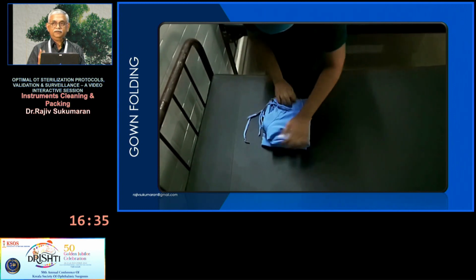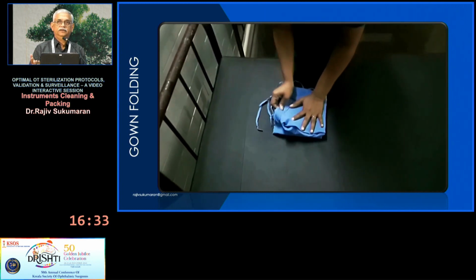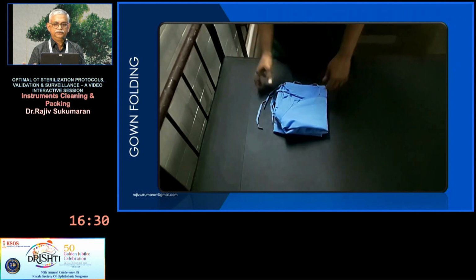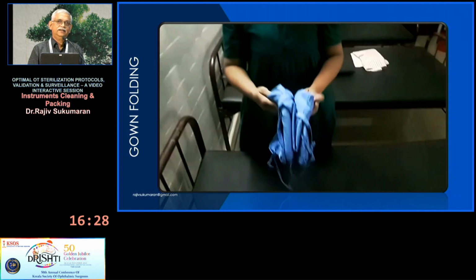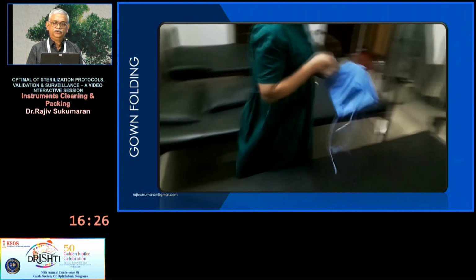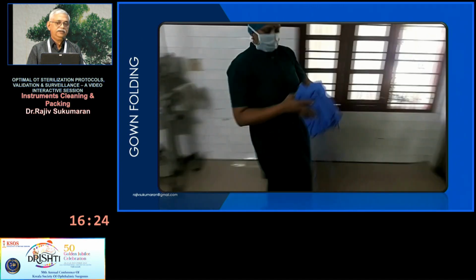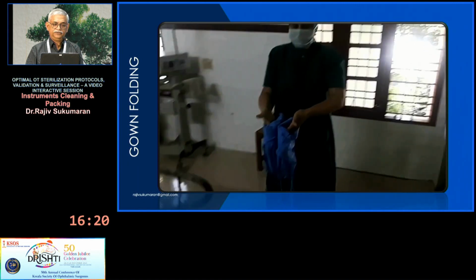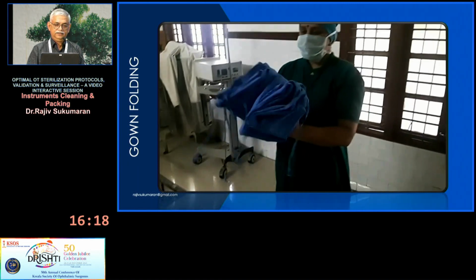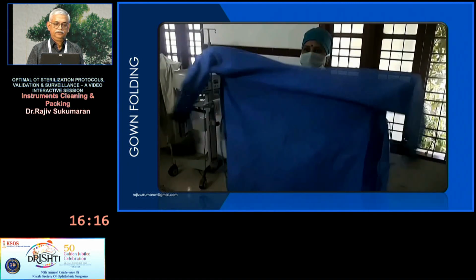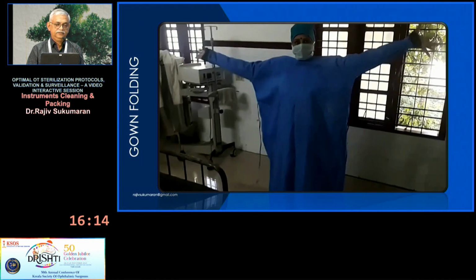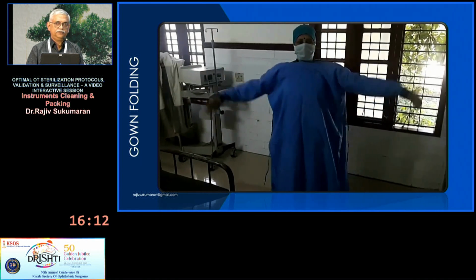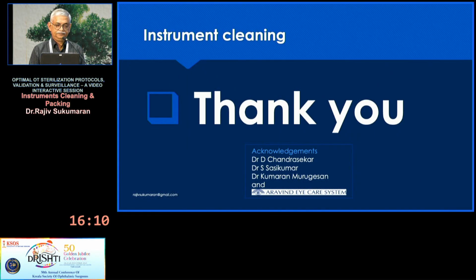The same method can be used for reusable, and disposable also, if you are using it for the second time, if it is not too contaminated. So, the advantage is when you remove it from the bin, all you have to do is introduce your hand like that and just open it up. It opens up. So, this is one of the best ways of folding a gown. Thank you.